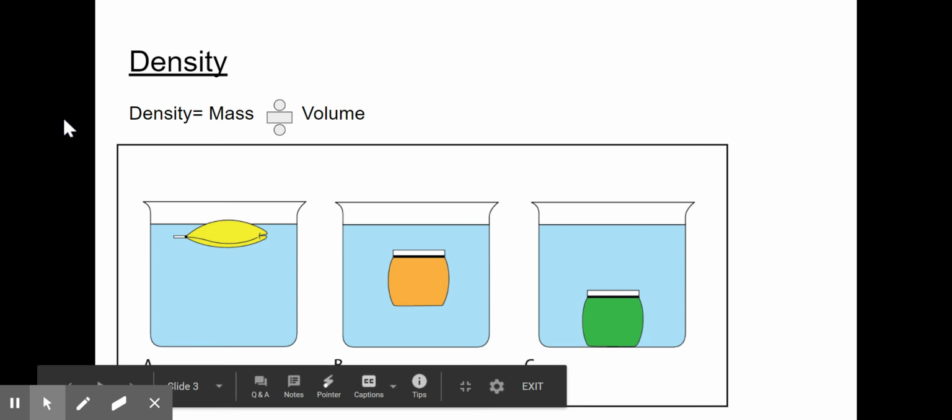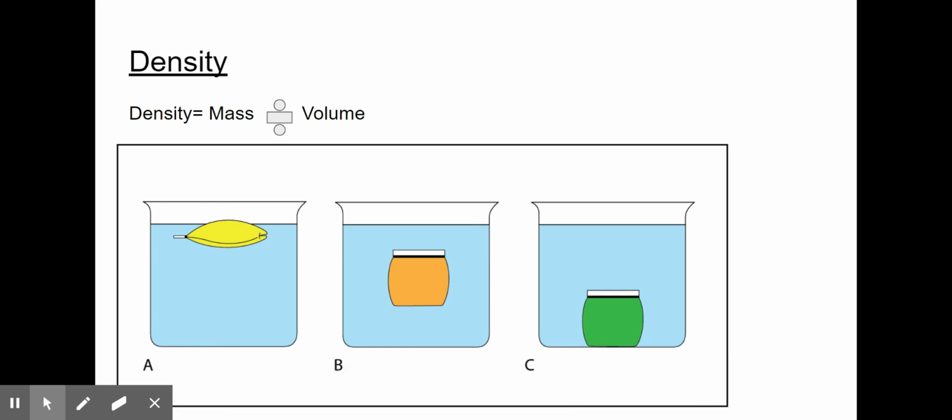There is some math when it comes to density, and we're going to be doing a little bit of that. We're going to divide mass by volume. So you should write that down. The formula for density is mass divided by volume.